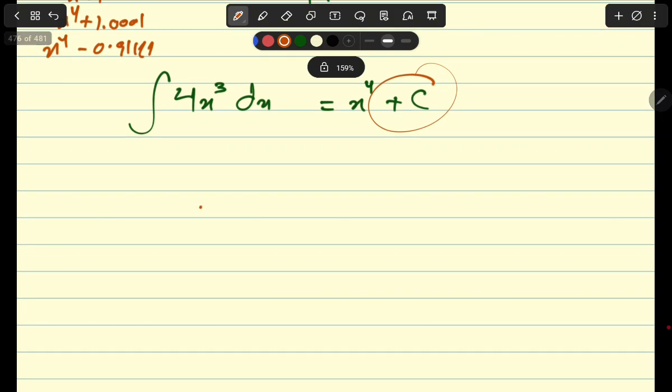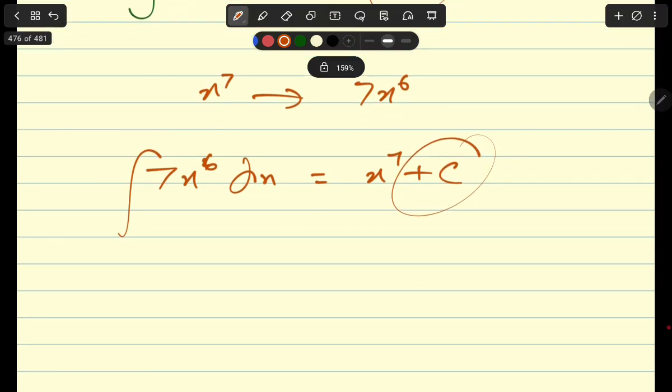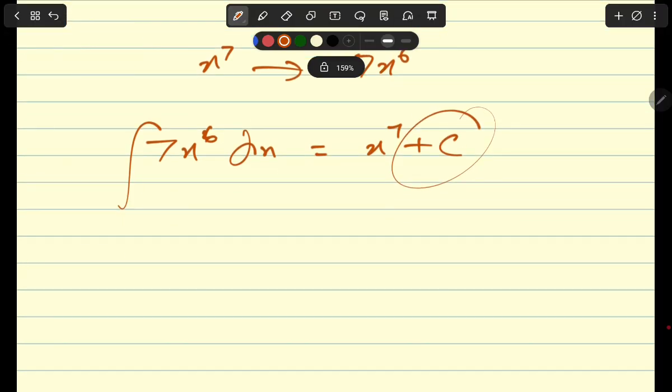Again, if I give you x^7, it produces a differential of 7x^6, so if I integrate 7x^6 with respect to dx, this becomes x to the power of 7 plus c. This is a must. So can you study the pattern? The power increases by 1, then you divide by the new power. I'm not getting into the details of it because you have, of course, done your AS level integration already, so you know it. So this is very basic, right?